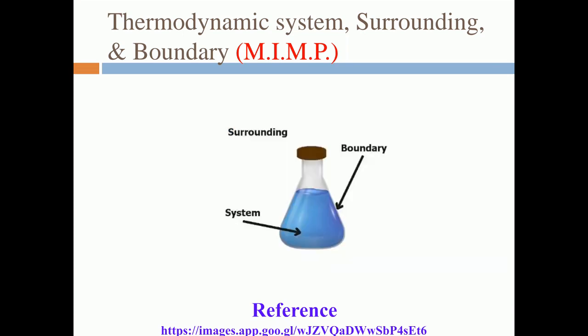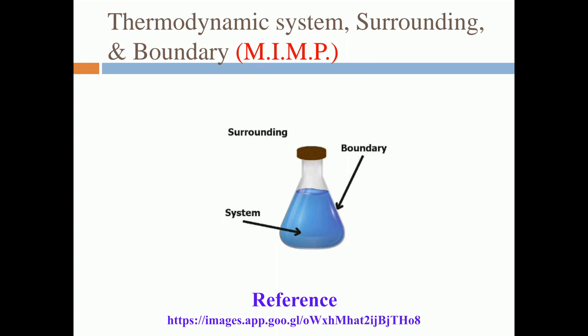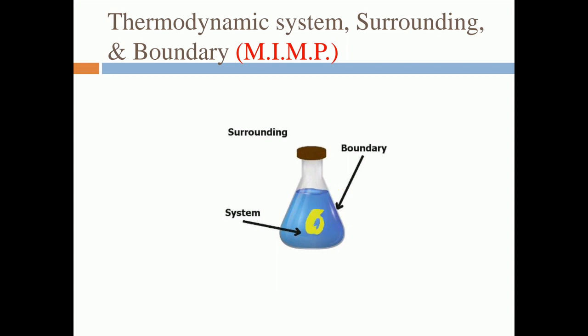Okay, this is another example to understand better thermodynamic system, surrounding and boundary. Now this is a liquid where I want to concentrate on its pressure, temperature and thermodynamic property change. So this will be my system, and the outside of the system which interacts with the system is known as a surrounding. And the surface of the beaker will be the boundary for me.